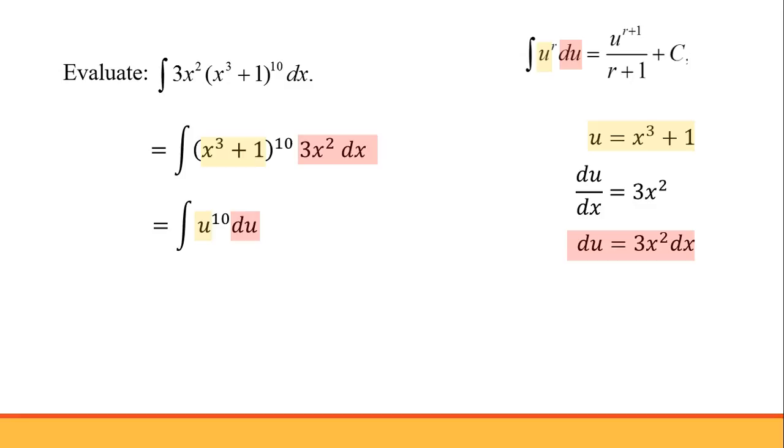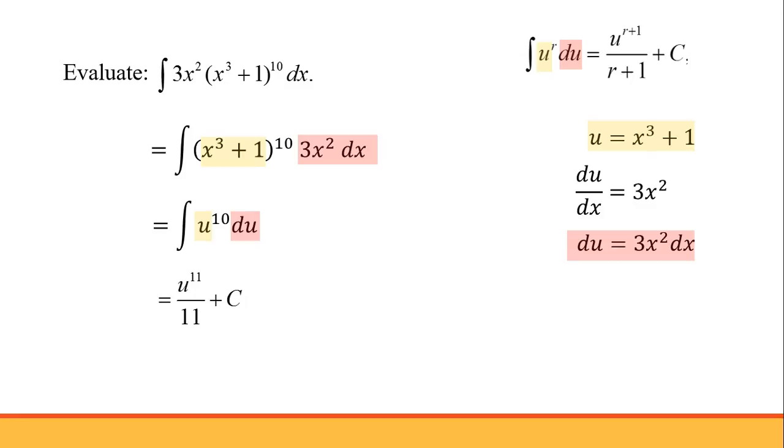The integral of u to the 10th du we'll find by adding 1 to the power, so we'll have u to the 11th, and dividing by the new power, which is 11, plus our arbitrary constant of c. So we've been able to integrate because we made the substitution, which allowed us to use one of our basic integration formulas. Now the only problem is our original problem did not contain the variable u.